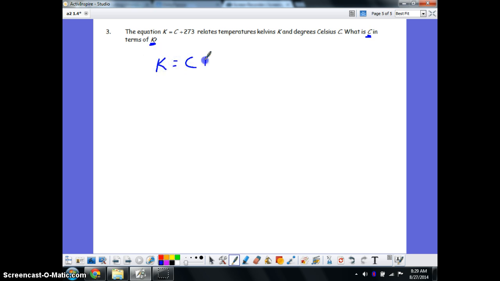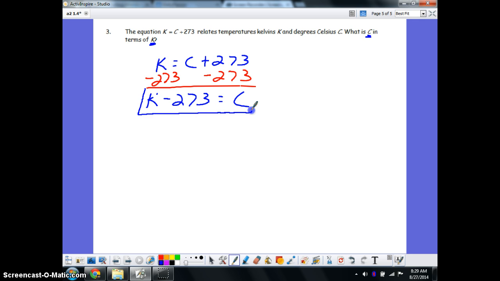So we are starting with K equals C plus 273. And this is a pretty simple one-step equation. To solve the addition, we subtract 273. And again, we cannot combine these two because this term has a K, this one does not. So we have to leave them separately as K minus 273 equals C. And that is a solution solving for C in that one.